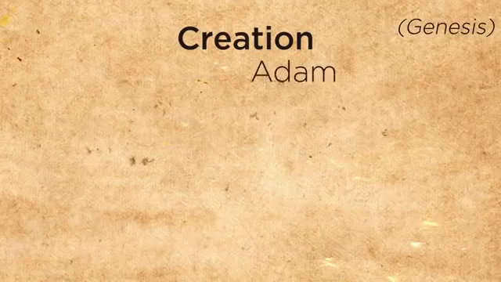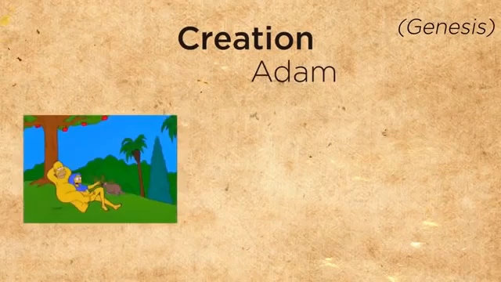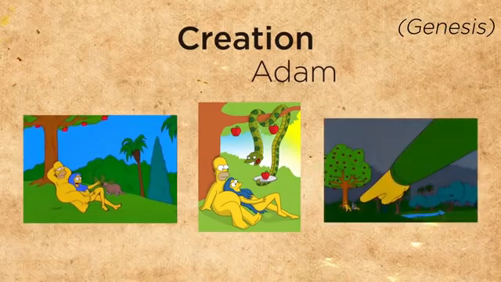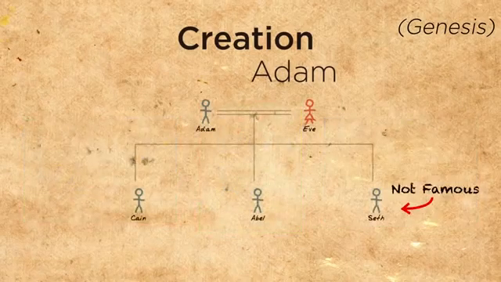It all begins with creation in the Garden of Eden with Adam. God creates Adam and Eve and places them into authority over all creation. And deceived by Satan, Adam and Eve sin and they're kicked out of the garden. They have a few sons, most famously Cain and Abel.